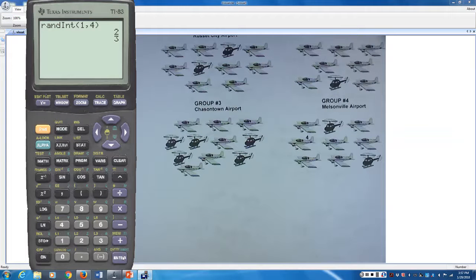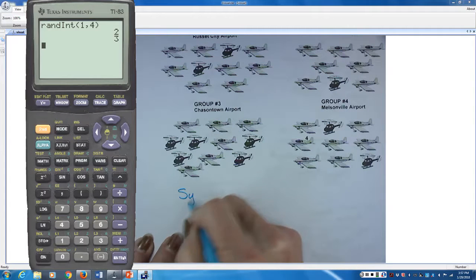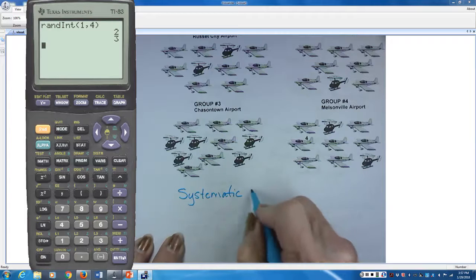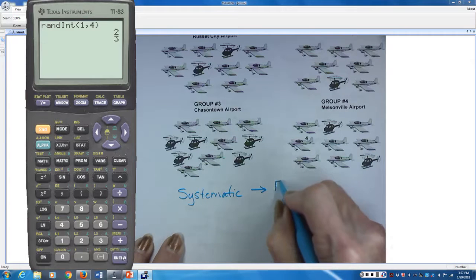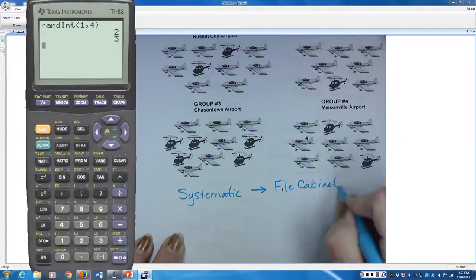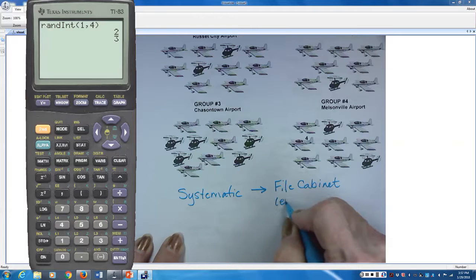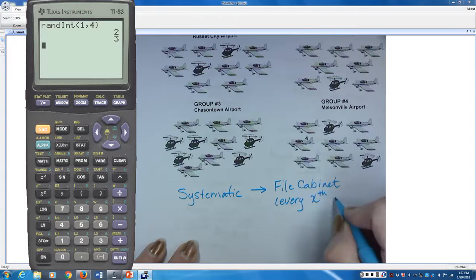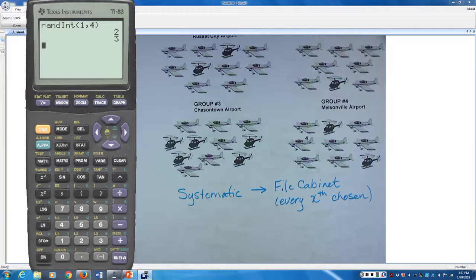So the key words to remember here: systematic, think about a file cabinet. Every X is chosen, and you pick out what X is going to be.